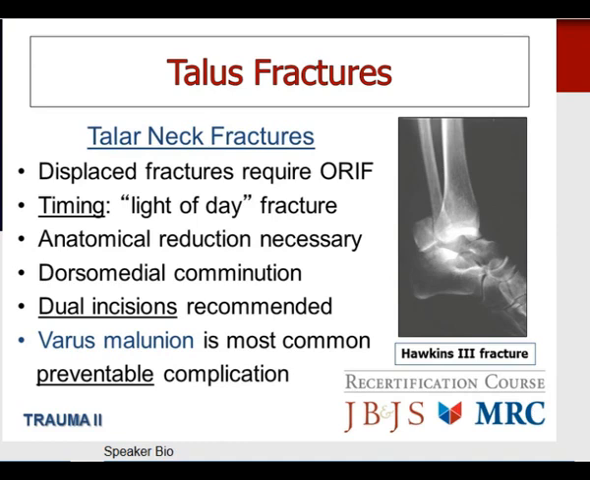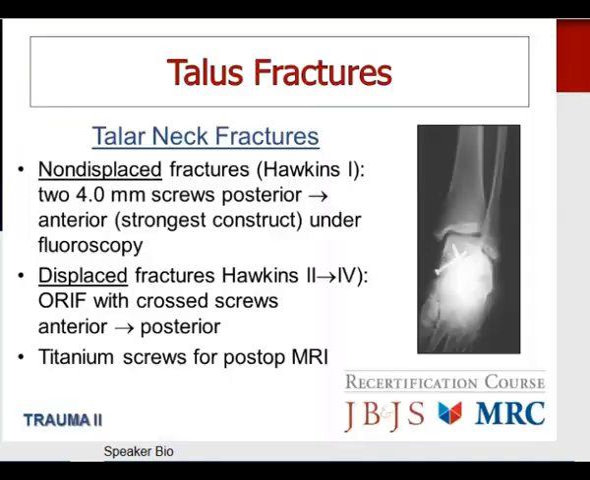These fractures typically will have significant comminution dorsally and medially. Therefore, a dual incision technique is recommended with a sinus tarsi approach, as well as a second medial incision to address the dorsomedial comminution. Varus malunion is said to be the most common preventable complication of talar neck fractures.